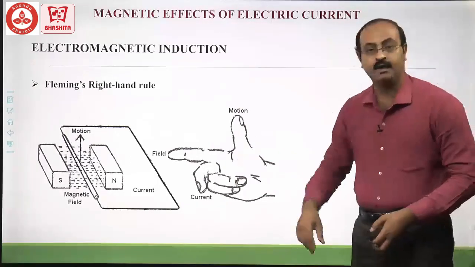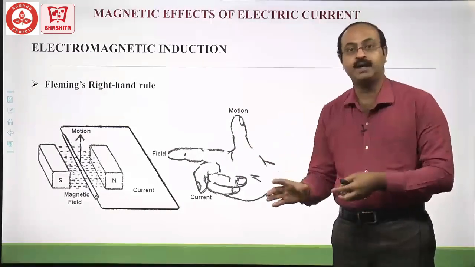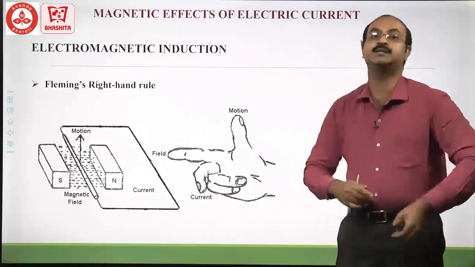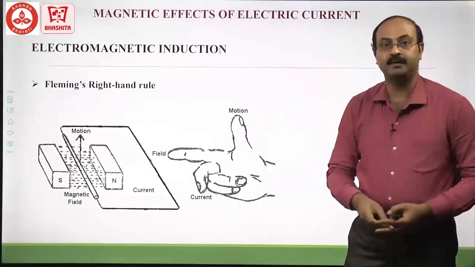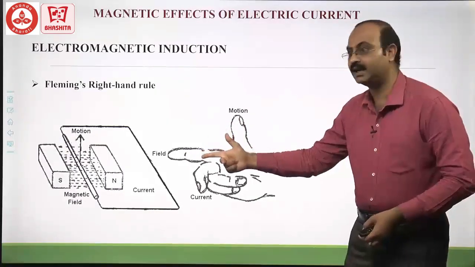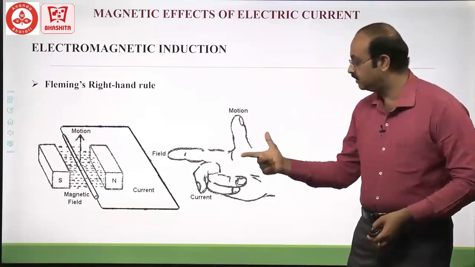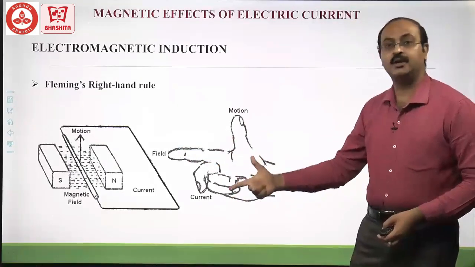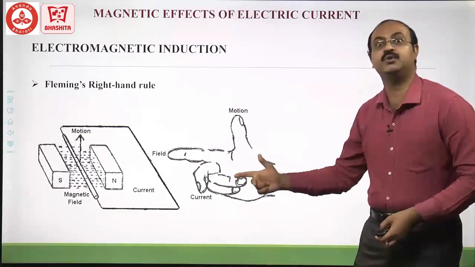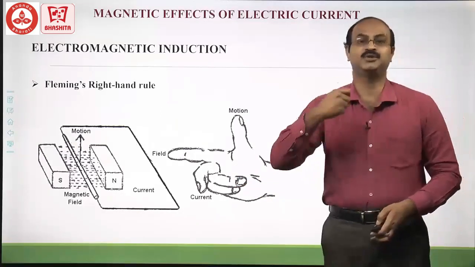So this will be very helpful. Just try to contrast this with Fleming's left hand rule also, then your understanding will be even better. So what is the point? When the forefinger is aligned along the direction of the magnetic field and the thumb is aligned along the direction of movement of the conductor, then the central finger will give you the direction of the induced current.